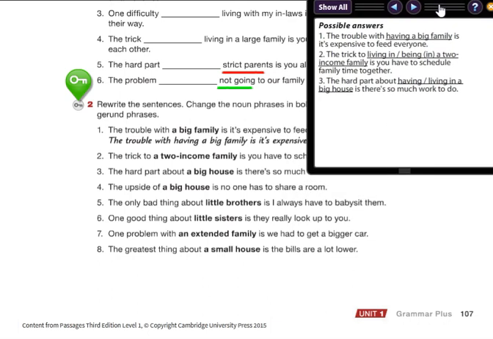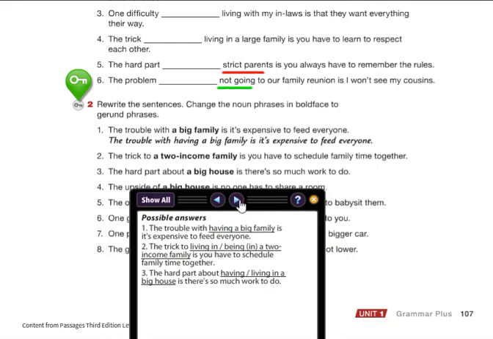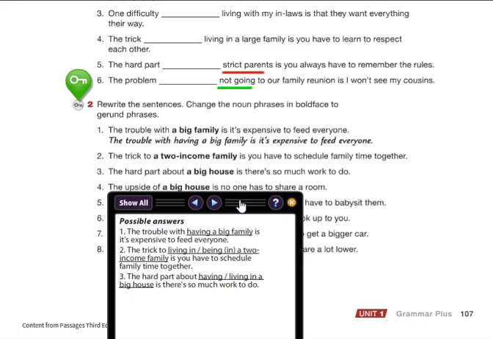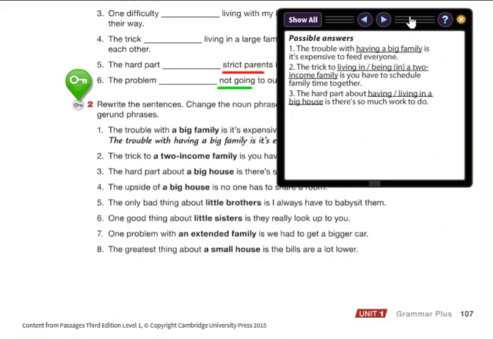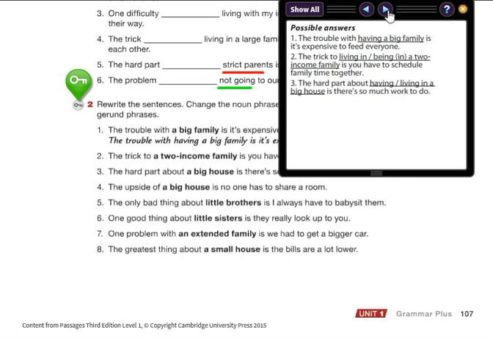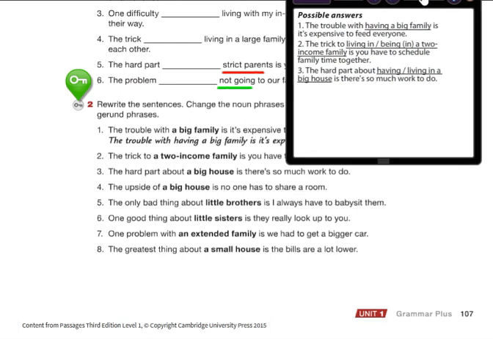So in case you try to predict the answer, well, we can use have, we can use live, but remember that after a preposition, we need to use an ing. The verb turns into a gerund, okay? Then number 4, it says, the upside of a big house, I'm so sorry, I think I skipped that one, right? The hard part about, I'm sorry, in the 4. The upside of having or living in a big family house is no one has to share a room.